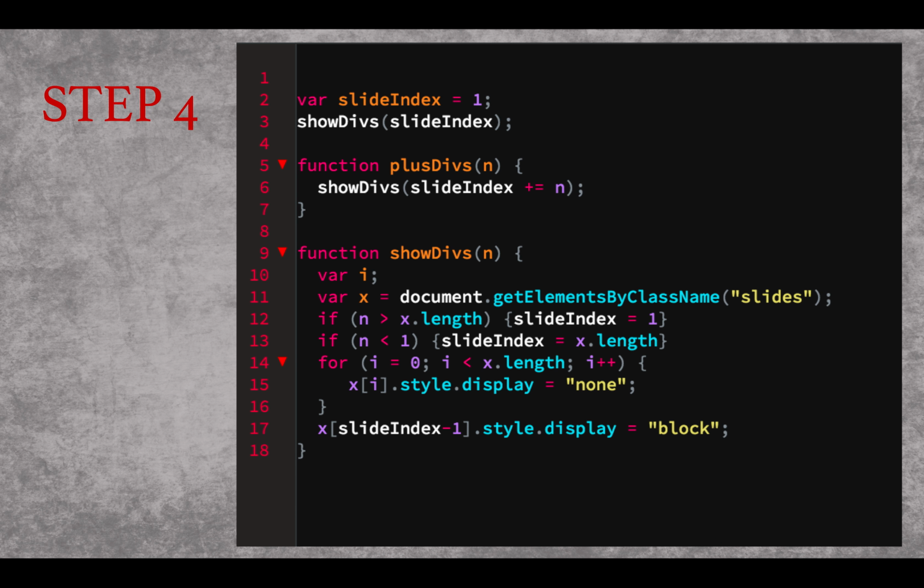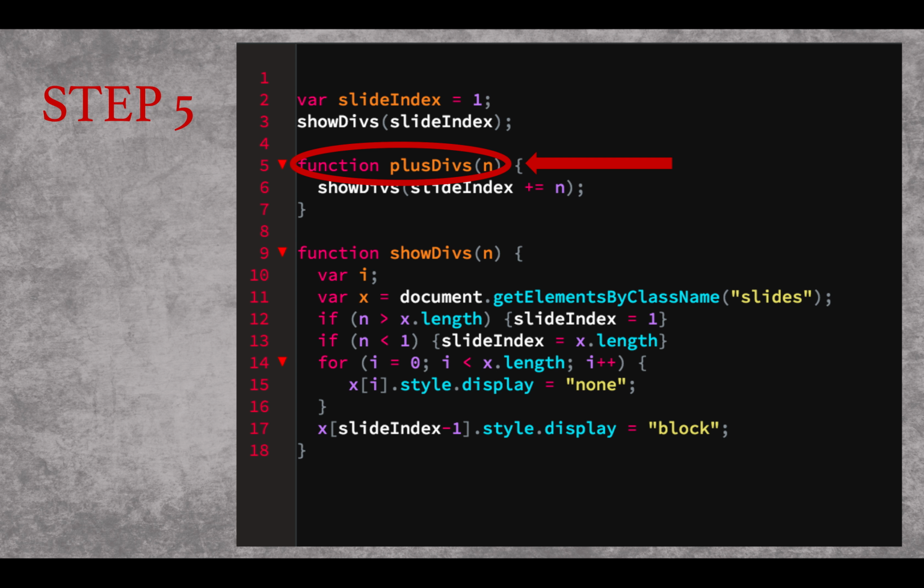I'm going to attempt to do my best to explain it as far as I understand it. So this first line here is declaring the variable slide index. The slide index is basically all of the pictures in the slideshow. And so it's saying 1, so it's going to start out on the first image of the slide index. And then the show divs of the slide index is just showing the pictures. So it's saying that the first thing that's going to happen is it's going to show the very first picture.